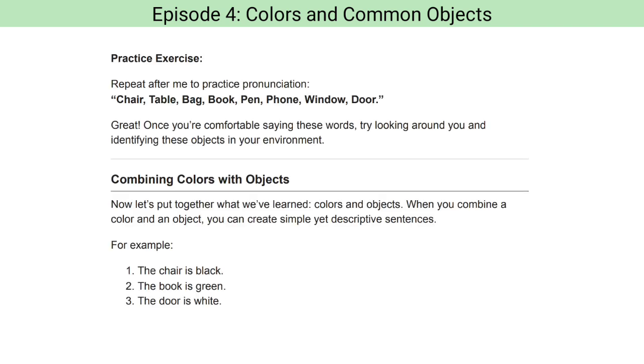Practice exercise. Repeat after me to practice pronunciation: chair, table, bag, book, pen, phone, window, door. Great. Once you're comfortable saying these words, try looking around you and identifying these objects in your environment.